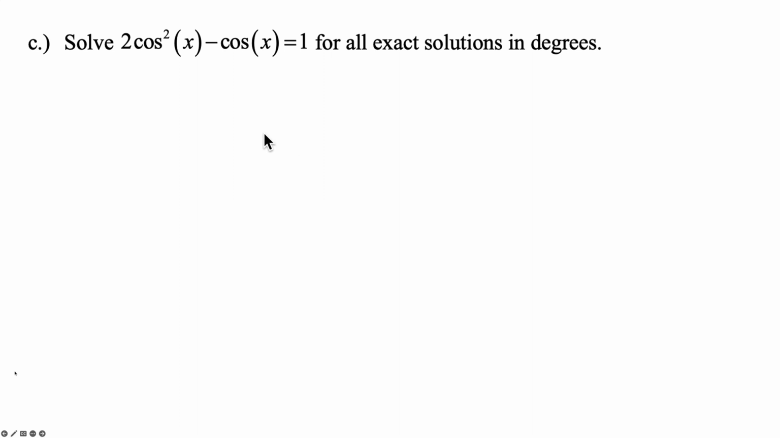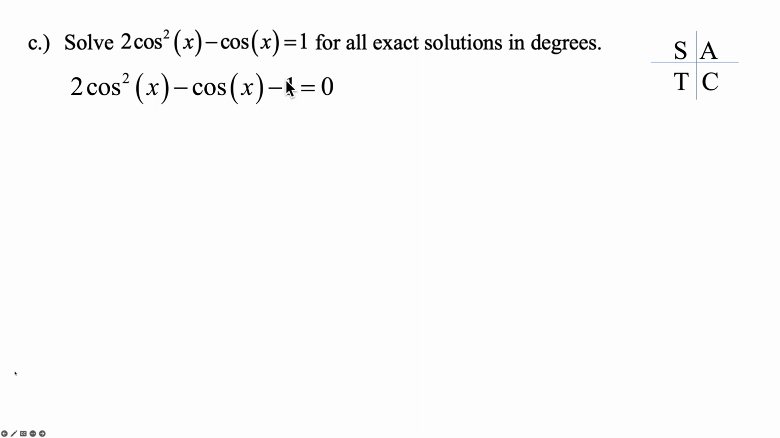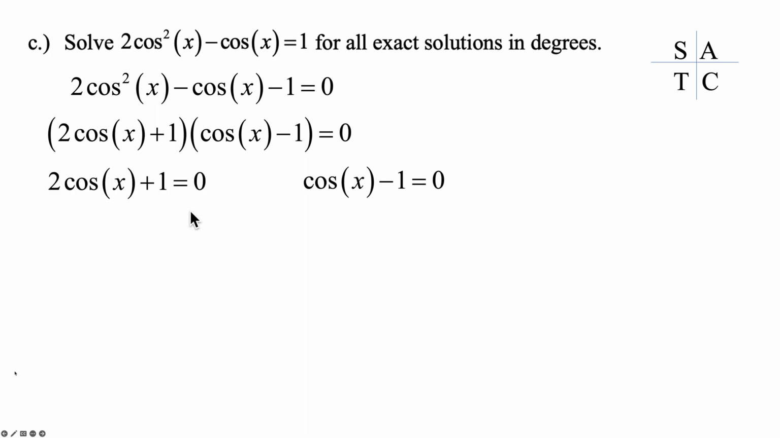All right, example C. 2 cosine squared x minus cosine x equals 1. This looks like it could be a normal quadratic trinomial, so I'm going to subtract over the 1 and think about factoring this. I'm going to need a 2 cosine x, a 1 and a 1, and the 2 being multiplied over to the 1 has to be a negative. So that one's negative, this one's positive. Set your 2 factors equal to 0. We'll solve these for cosine x. We subtract over the 1, divide by 2.